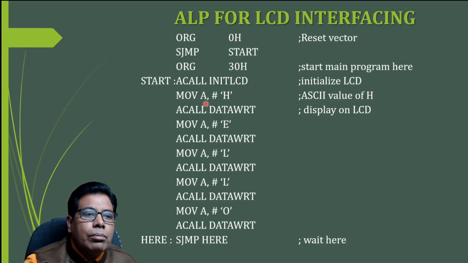Then we take the first character to be displayed, that is the ASCII value of H, and put it in the accumulator. So MOV A, #'H'. Here we are using immediate addressing and moving the ASCII value of H into the accumulator. Then after this we call the data write subroutine. This subroutine will put the data into the LCD, and so that's why it will be used for displaying on the LCD.